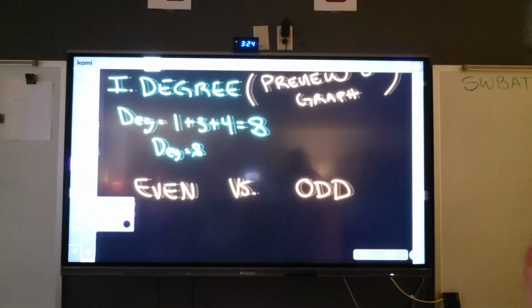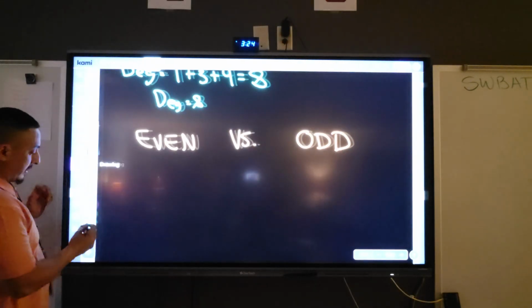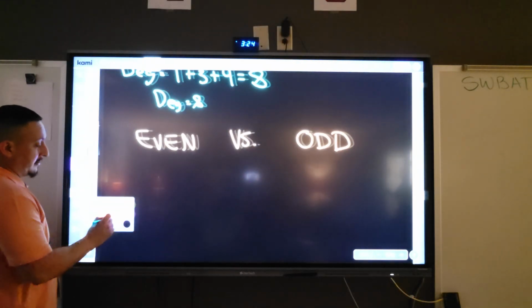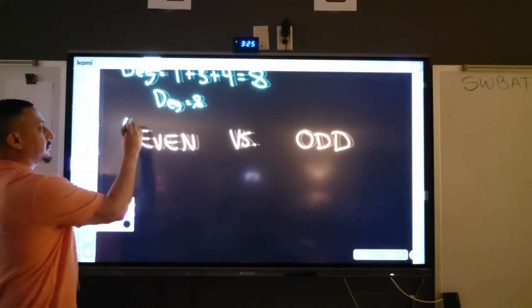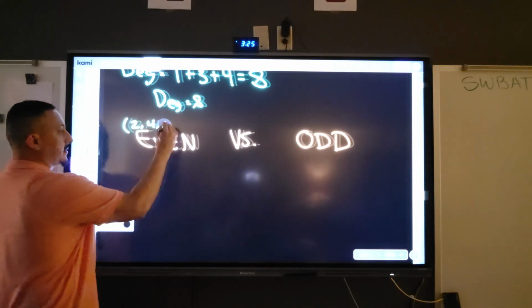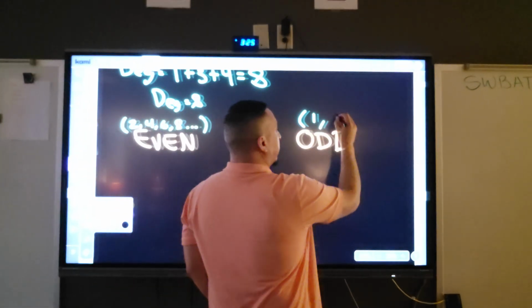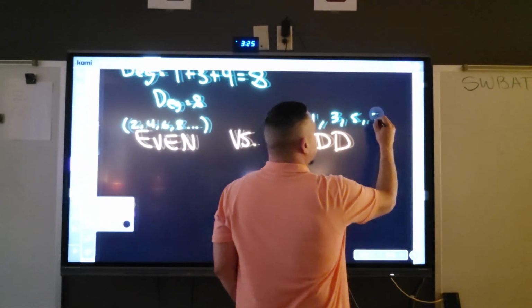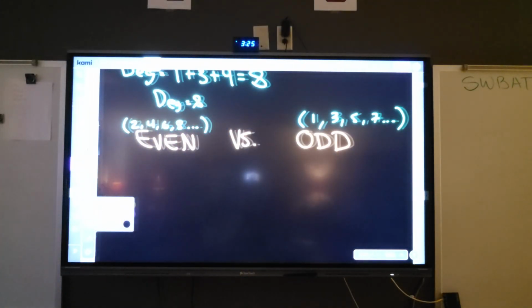Okay. Here we go. So, and just to be really clear, so there's no ambiguity whatsoever, even degrees would be numbers like 2, 4, 6, 8, so on, so on, so on. I know you guys know that, but just to be clear, odd degrees are 1, 3, 5, 7, so on, so on, so on. Okay. Even degrees, odd degrees.